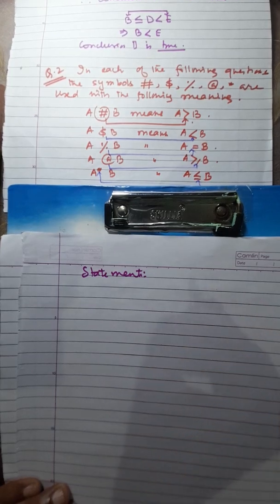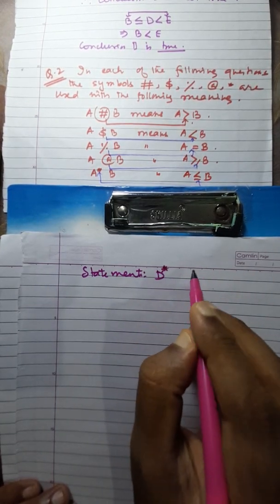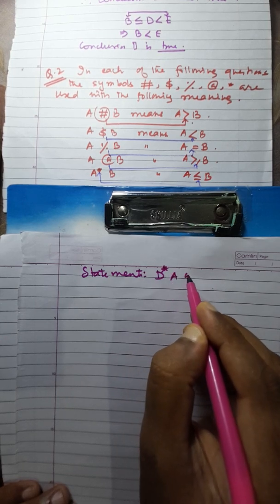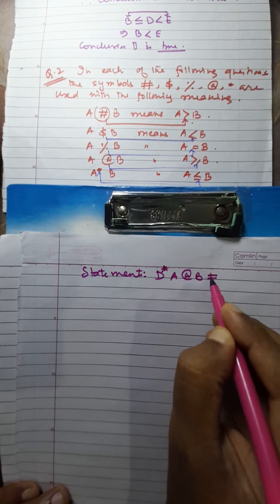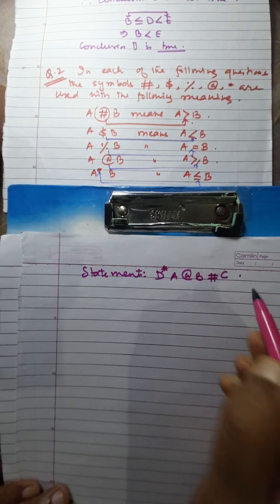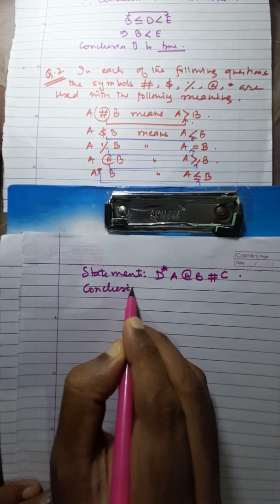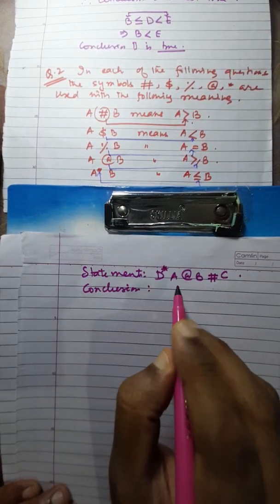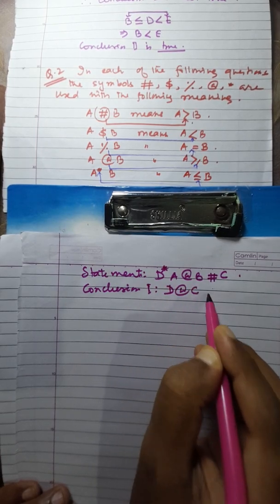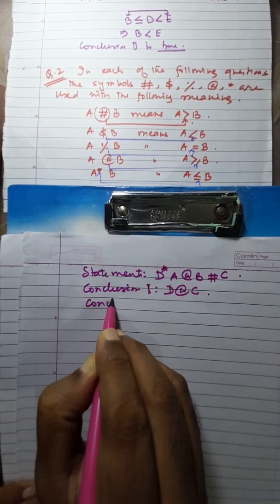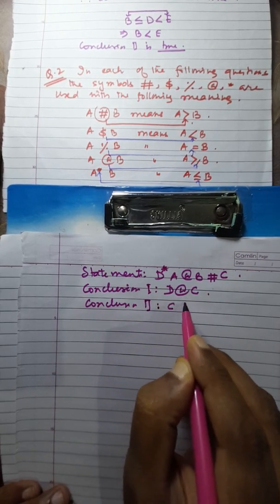A statement. D asterisk A at the rate B hash C. Conclusion 1: D is at the rate of C. Conclusion 2: C dollar A.